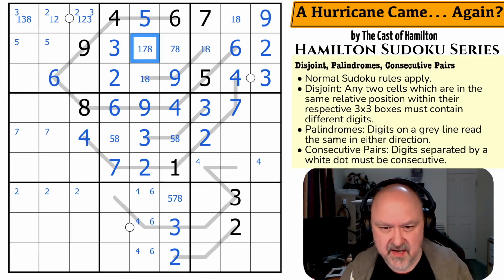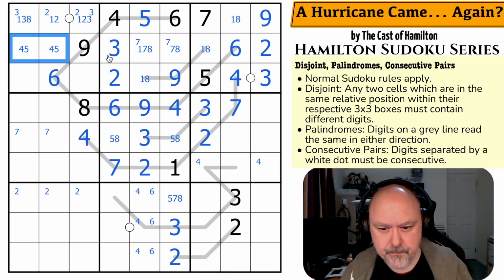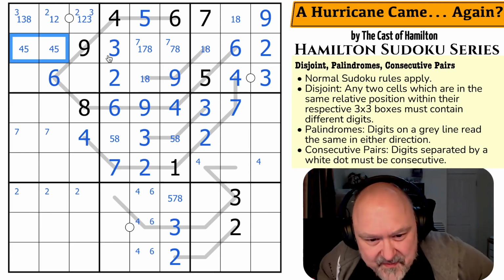This is 1, 7, or 8. So this is a 1, 7, 8 triple. And 7 must be in one of those two. Can I resolve that? Maybe, but let's focus on what these are. These are just 4 and 5. This is good fun. I'm having fun with this.